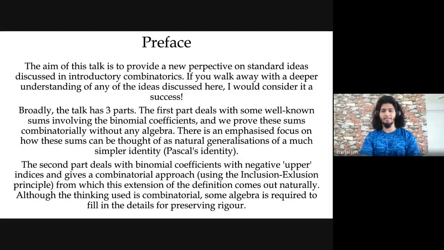The second part deals with binomial coefficients with negative upper indices. Although there is no straightforward combinatorial way of interpreting these, I will provide a combinatorial way to approach them so that the extension of the definition seems much more natural. And we'll be using the inclusion-exclusion principle here, which I'll also be going through the proof of. So even if you don't know what the inclusion-exclusion principle is, that's completely fine.